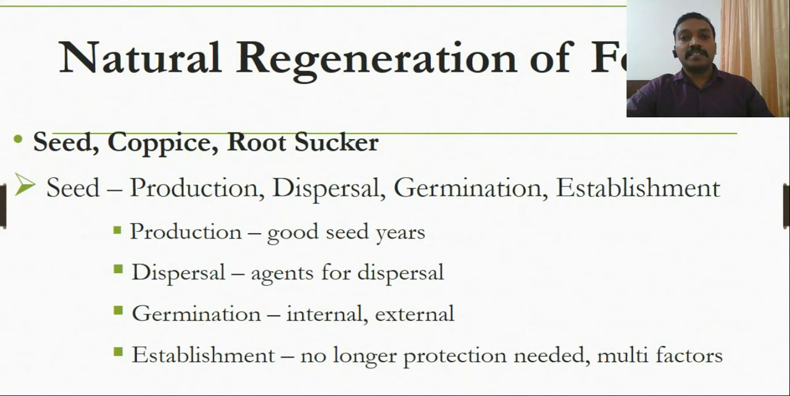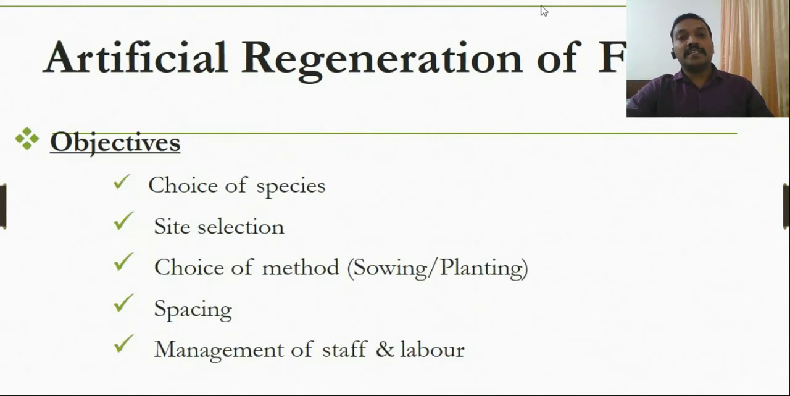Next important content in this subject is the artificial regeneration of forests. As mentioned earlier, there are two important processes through which regeneration happens. One is natural, for which the previous slide clearly mentioned seed, root suckers and coppices. In artificial regeneration, the plants are planted or introduced. So this process is known as artificial regeneration.